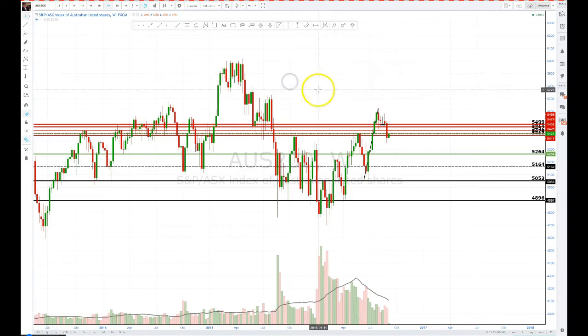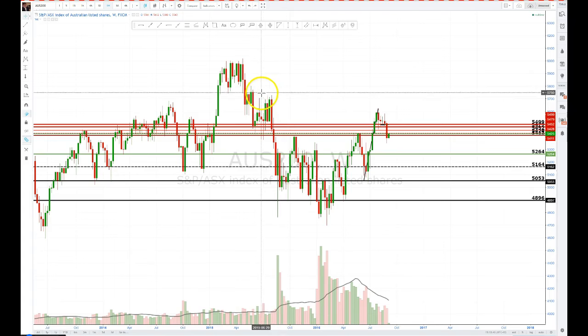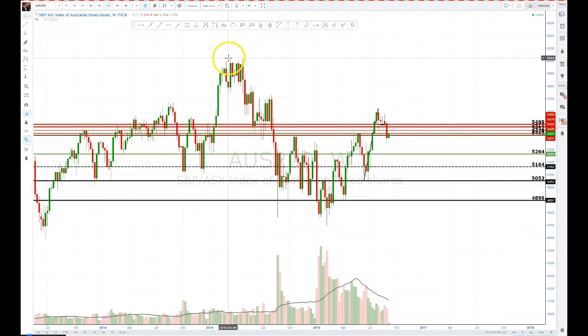But I really want to just focus on just the ASX 200, which is the Australian stock market index of 200 largest companies. If you've got time, we'll talk a little bit about the Aussie dollar because there's quite a lot of things happening in the market at the moment.